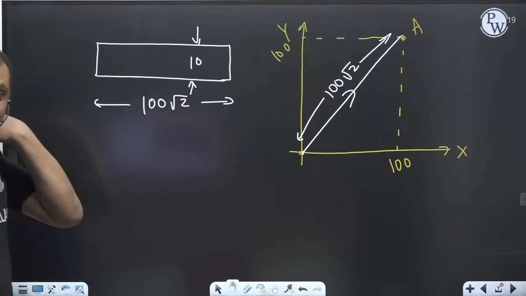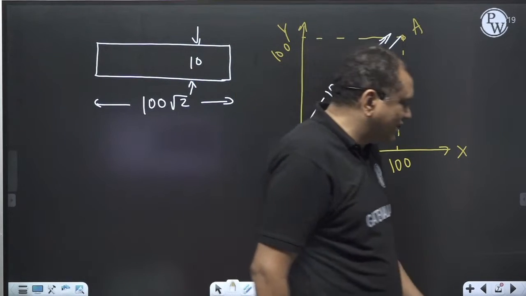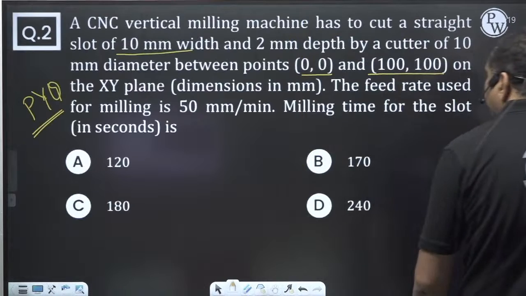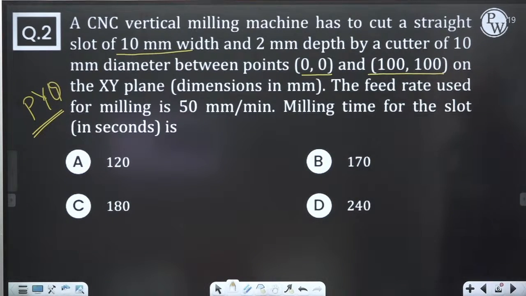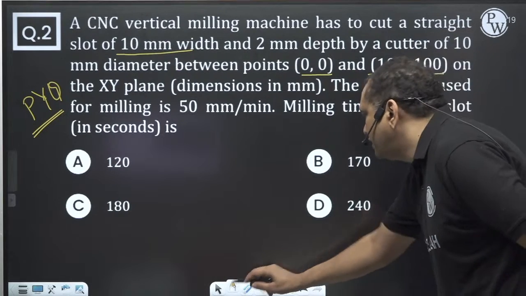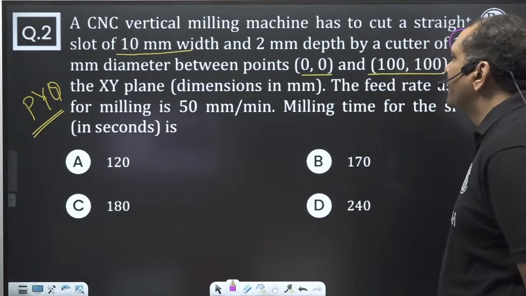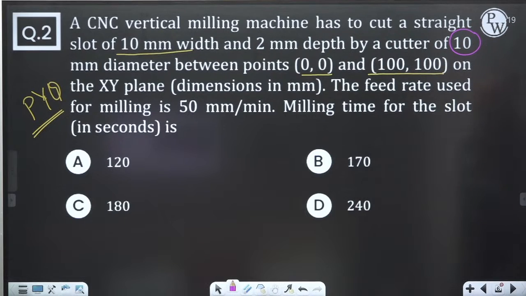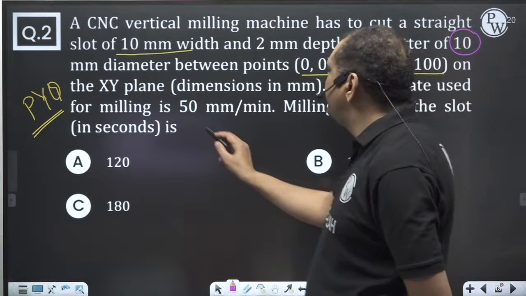Up to this point, everybody is clear? See, in this question, there was an error. I will tell you why. What was the error? A CNC vertical machine has to cut a straight slot of 10 millimeter width and 2 millimeter depth by cutter of 10 millimeter diameter between point 0, 0 and 100, 100 on the XY plane. The dimensions are in millimeter. The feed rate used for milling was 50 millimeters per minute.